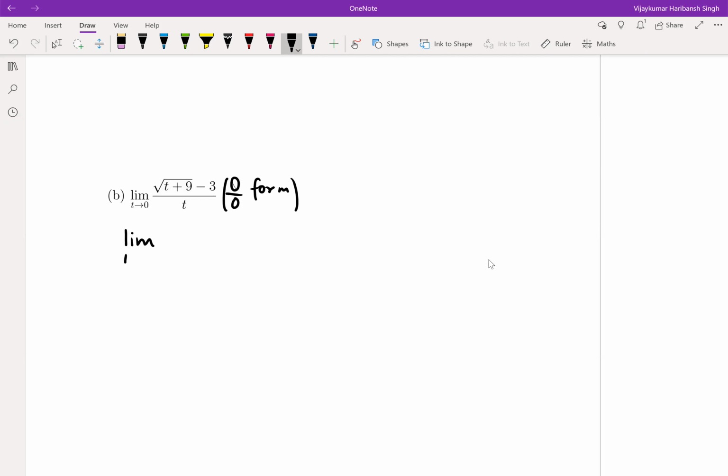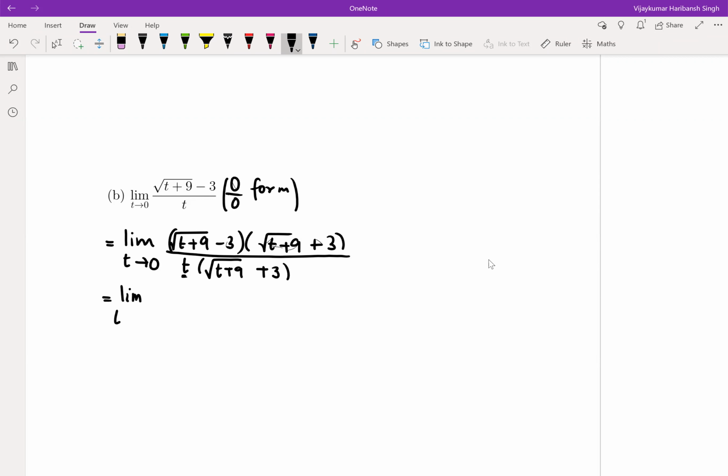So let's go: the limit as t goes to 0 of (square root of t plus 9 minus 3) times (square root of t plus 9 plus 3), over t times (square root of t plus 9 plus 3). So you have to multiply by the conjugate. Of course, you are not going to multiply the denominator t with the inside part because you need a factor of t. You should not multiply it out; multiplying by t won't be a simplification. Now you have (a minus b) times (a plus b), which is going to be a squared minus b squared, my bad.